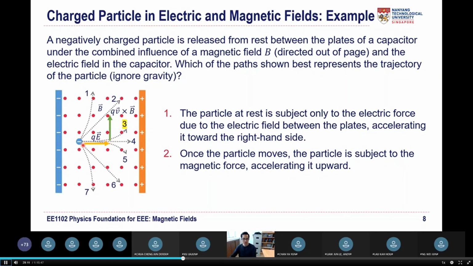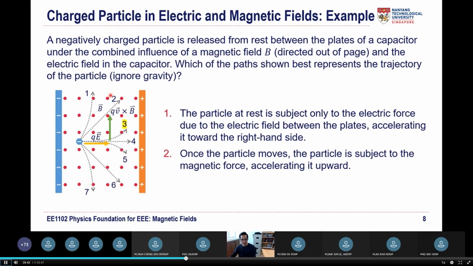So out of these paths that I have drawn in, I think number 3 represents the best how the particle is going to move, because initially it will not have any force acting in the vertical direction, but it will start to gain force in the vertical direction, because we start to have some speed, movement of the charge starting from the rest.